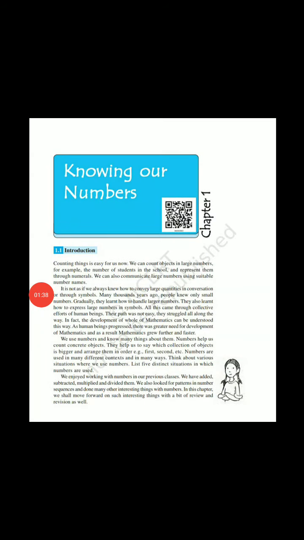As we read the name of the topic, knowing our numbers, the first question that arises in front of us is what numbers are and why it is necessary to read this chapter. What should be the objective? What should be the goal to know about numbers? What is the use of numbers in our daily lives?